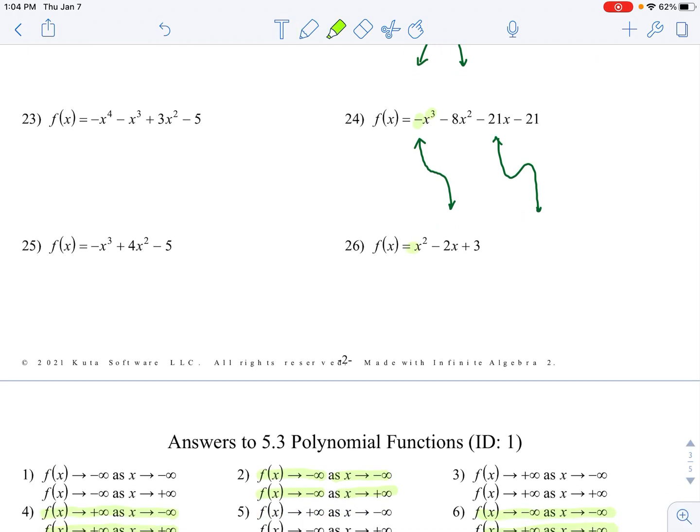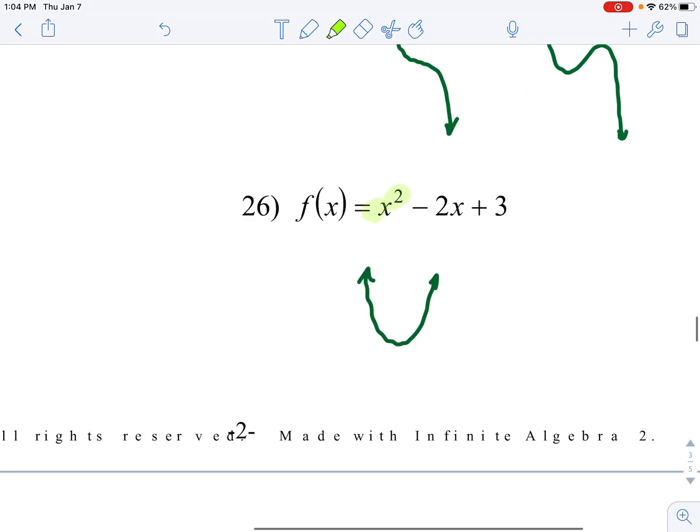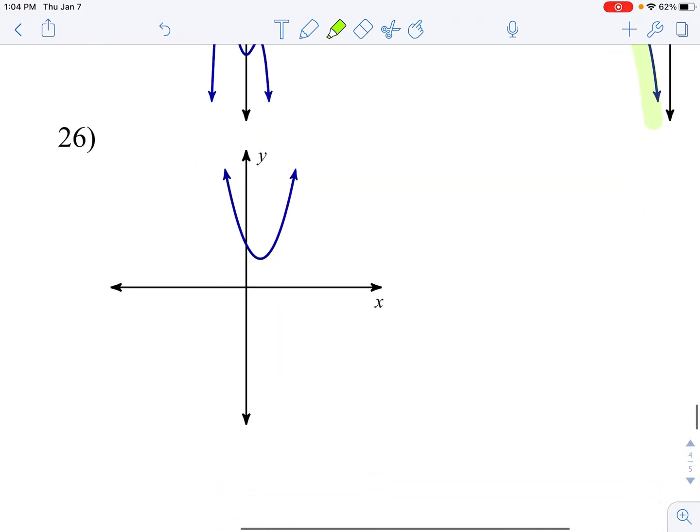26 is quite simple. Positive and even. Again, that's going to be another right side up parabola or U shape. So when we check number 26, there it is.